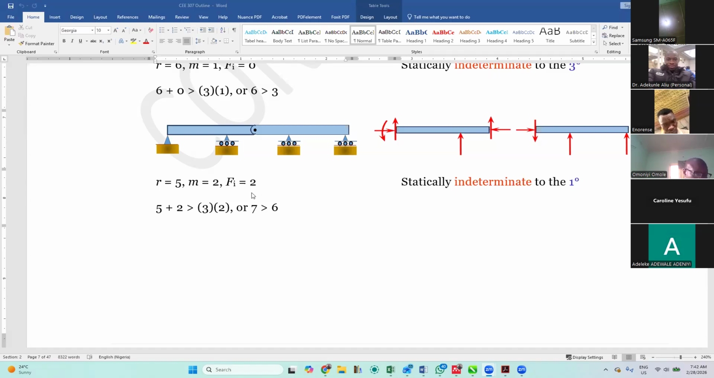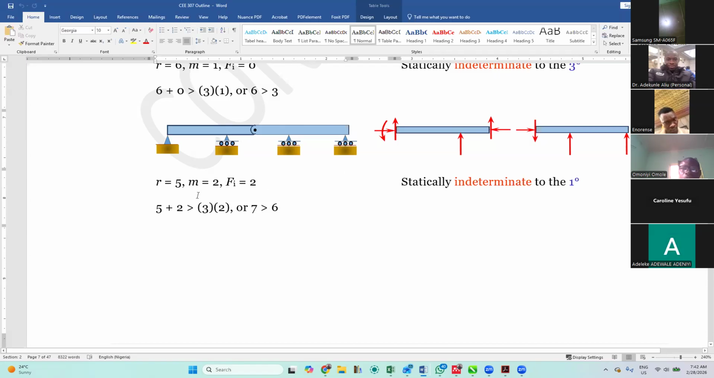So as I was saying the other time, the number of reactions or pin reactions inside this thing, we have two. We have two, because it's just a single pin here. Now, if we have another pin here, that means we have four. So for this particular one, our Fy is equal to 2.